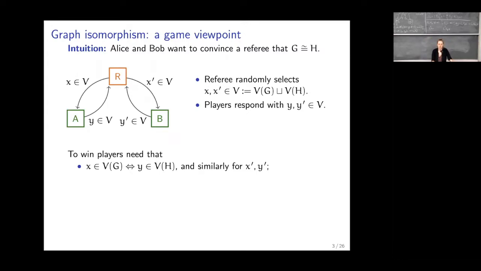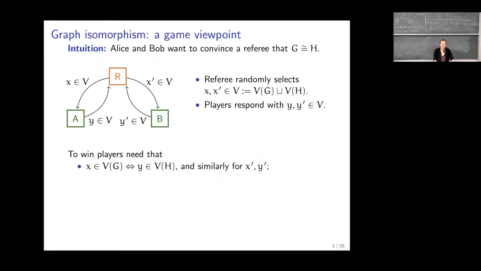What are the conditions that make them win the game? There will be two such conditions. The first one says, let's look at Alice. If Alice receives a vertex from graph G, she should respond with a vertex from the other graph, graph H. The other way around, if she gets a vertex from H, she must respond with a vertex from G. And the same for Bob. I also wrote down the game here in case you at some point start wondering what the game was.